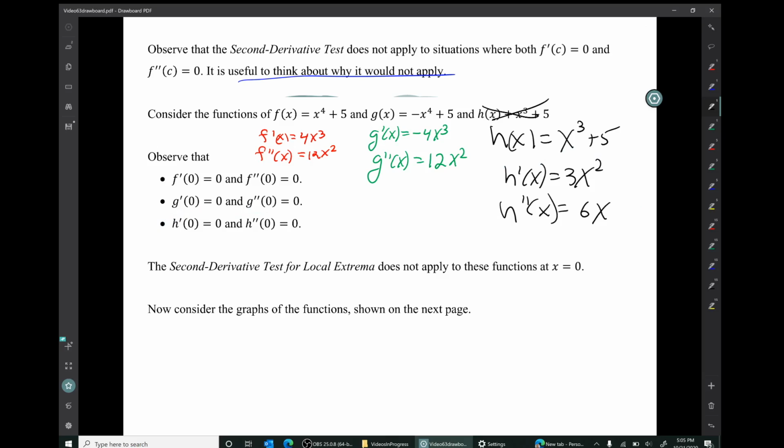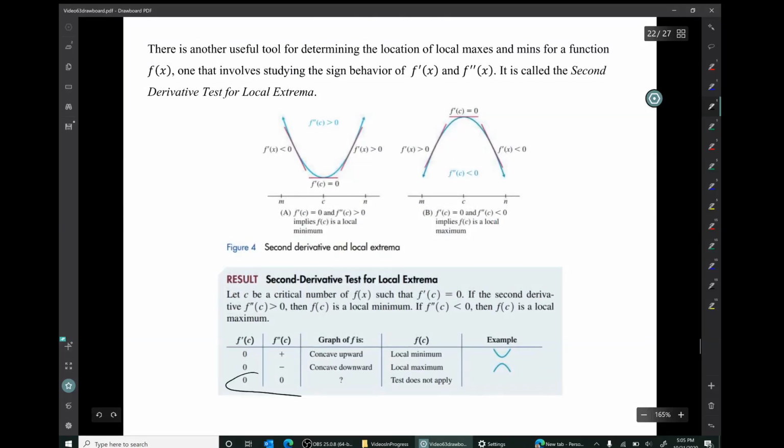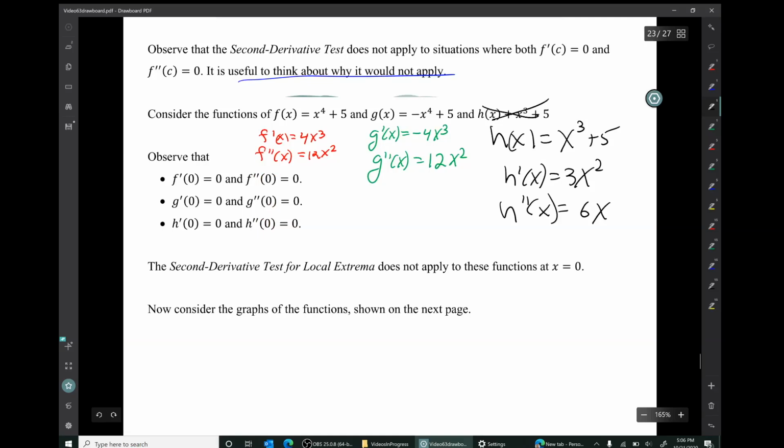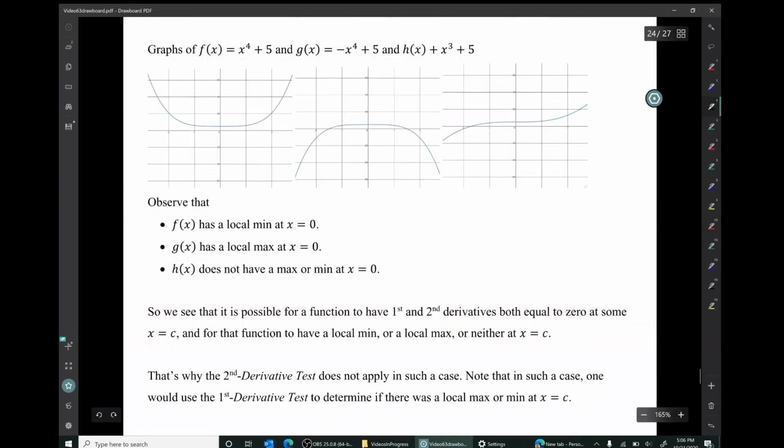the second derivative test does not apply. The second derivative test does not tell us whether there is a local max or a local min for those functions at x equals 0. Now, why not? What's wrong with those functions? Well, let's consider the graphs of those functions. Here's the graph of f of x equals x to the fourth plus 5. Here's the graph of g of x equals minus x to the fourth plus 5.